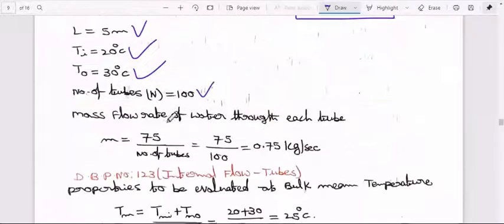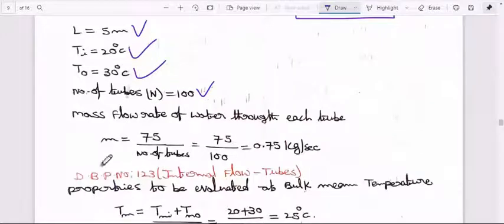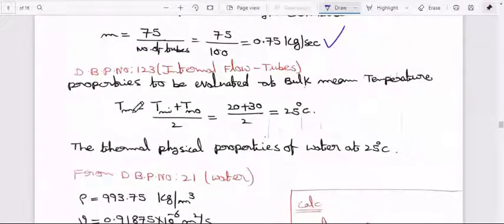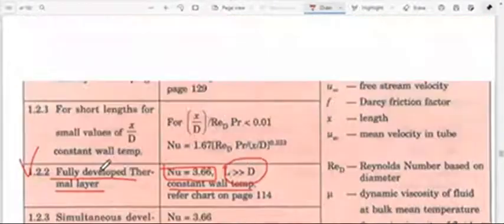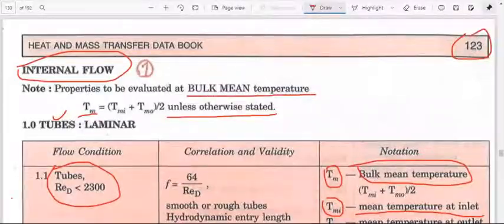So that's why I'm considering mass flow rate m equal to 75 by number of tubes. I'm considering only one tube. So 75 by number of tubes, 100 tubes. That's why the mass flow rate per one tube is equal to 0.75 kg per second. So this is the internal flow concept. That's why I'm considering data book page number 123, internal flow. Now we need to consider these property values.